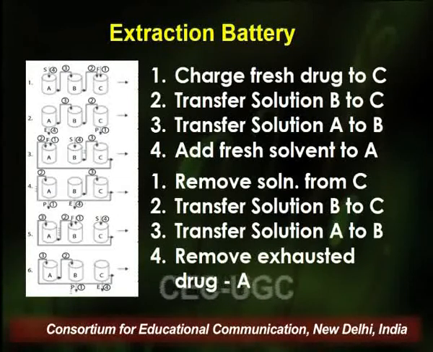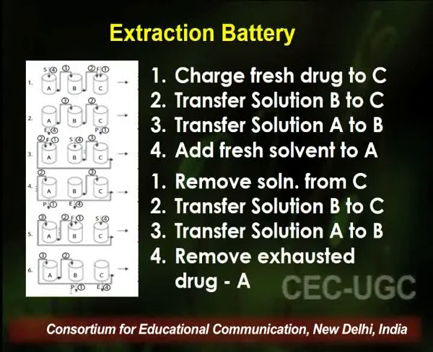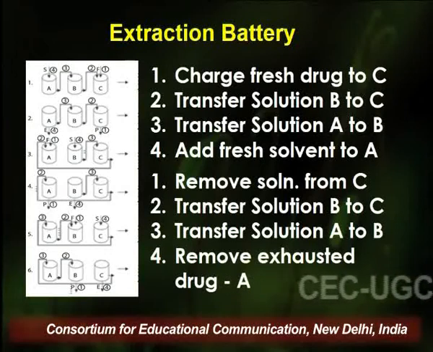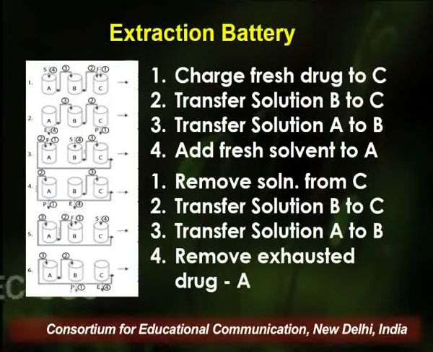Now in the second step, what we will do is remove the solution from C, because C was charged with a fresh drug and it was extracted with the solvent from container B. So the extract present in container C will be highly concentrated. So we will remove that from container C and put it under the concentration process.